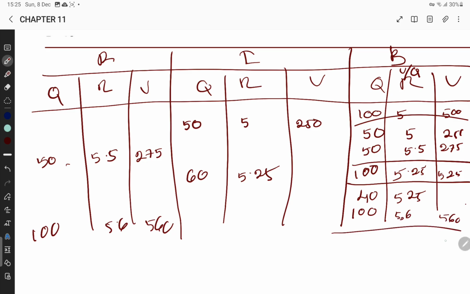Okay. So then you will find the total value. The total quantity is 140. The value divided by 140, you will get your average cost.